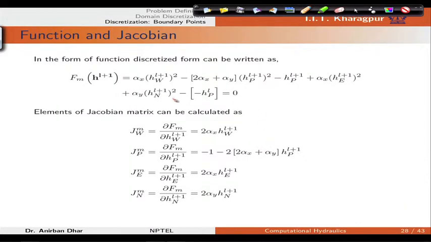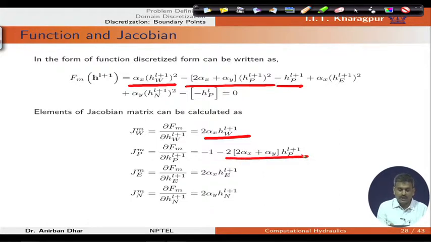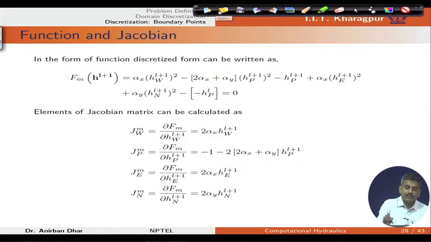So, we have left hand side, right hand side, and w, obviously this is 2 alpha x into H w L plus 1. Now, J p is -1, this is 2 into 2 alpha x alpha y H p L plus 1, J e is 2 alpha x directly coming from here, J n, this is 2 alpha y H n L plus 1 from this one.